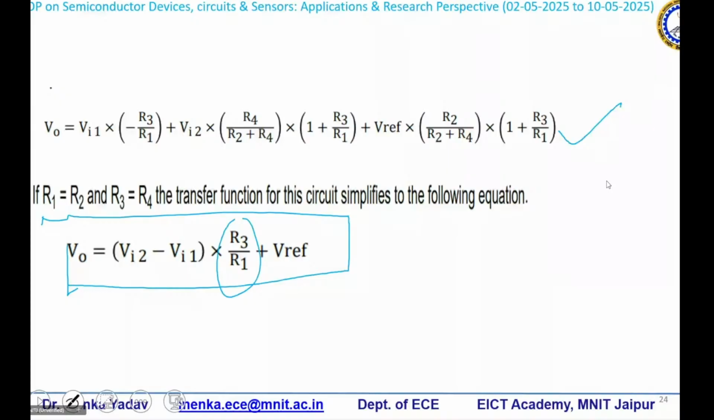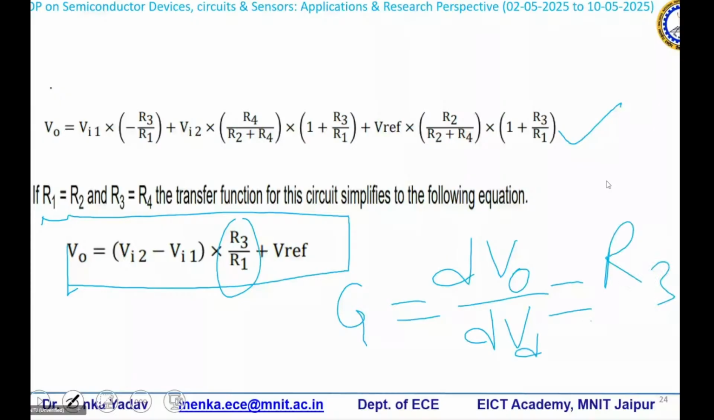So what will be the differential gain in this case? The differential gain can be written as dVO over dV difference, and that is nothing but R3/R1. So you can see the difference gain can be amplified. This difference amplifier can work like Vin2 minus Vin1, which is one of the applications. Another application is that it can work as a difference amplifier with the help of putting in suitable resistances.